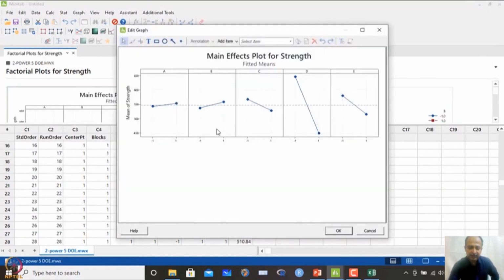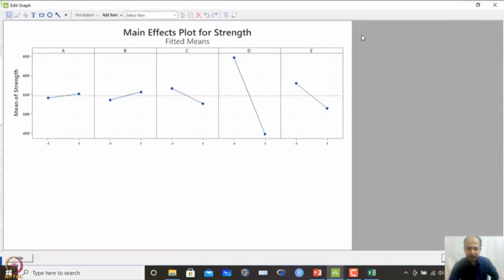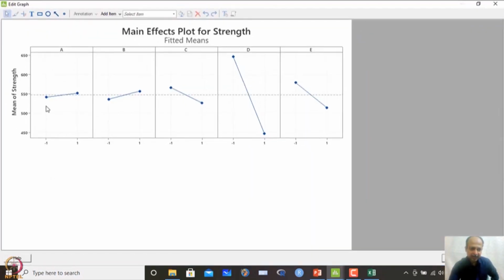Only thing we have to see is E. For E, what we observe in the main effect plots is that to maximize the strength, minus is the level that we have to define, because minus is giving me a higher mean strength over here. So this will be minus.